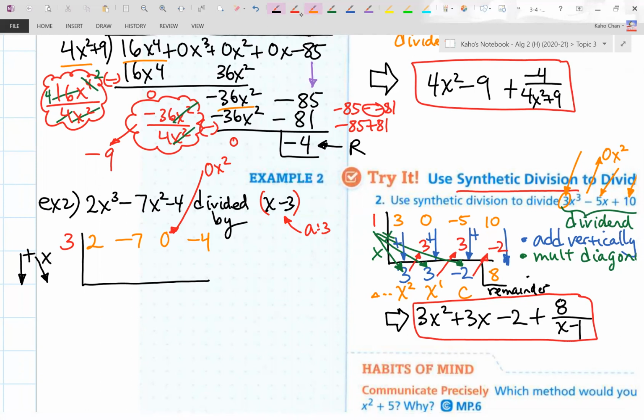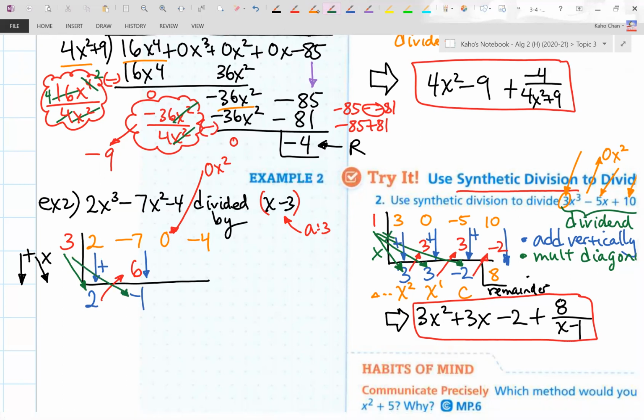Okay, here we go. Column 1, add vertically. Boom. Bring the 2 down. Great. Multiply diagonally, step 2. 3 times 2 is 6. Bring that into the second column. Start all over. Add vertically. And you can pick up the speed here, definitely. I'm just taking my time. Negative 7 plus 6 is negative 1. Put that number right here. And multiply.